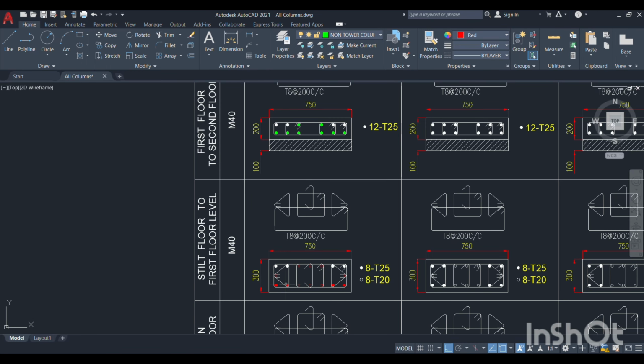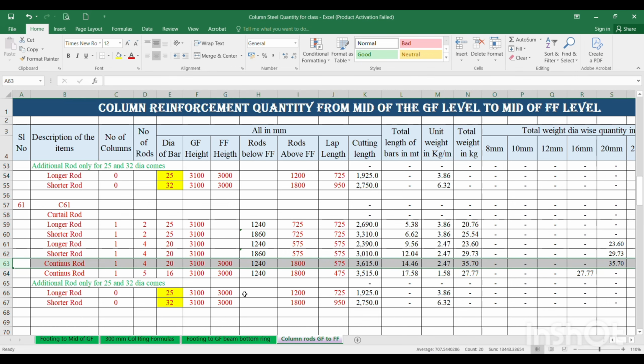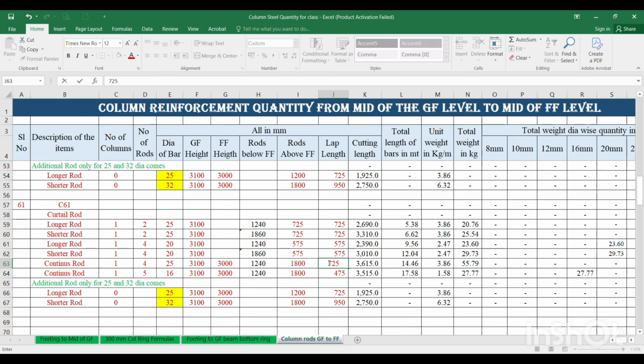So all the 20 dia are also curtailed, and out of 825, 4 dia got curtailed. Then only this white color rod, only these 4 rods are going to be continuous in the next floor level. So only 4 numbers of 25 dia are continuous rods. Again, ground floor height is required, first floor height is required, and the rod that comes below first floor is 0.4, and the rod that goes above is 0.6, and this lap length will be as per the 25 dia. 25 dia is 725.